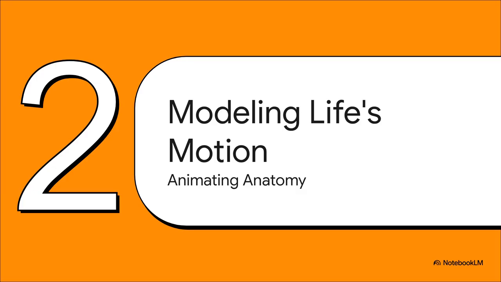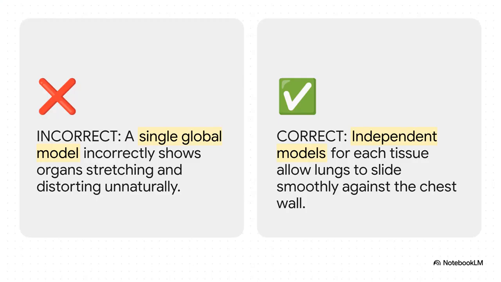Okay, so we've got our static 3D shapes. Awesome. But our bodies don't just sit still, right? So the next massive challenge is to make these digital objects move realistically, to capture that constant, complex motion of just breathing. And here is the big problem you hit right away. If you just treat the entire chest area as one single continuous object, you get this really weird, unnatural stretching and distortion. But in reality, your lungs don't stretch with your ribs, they slide against the chest wall.